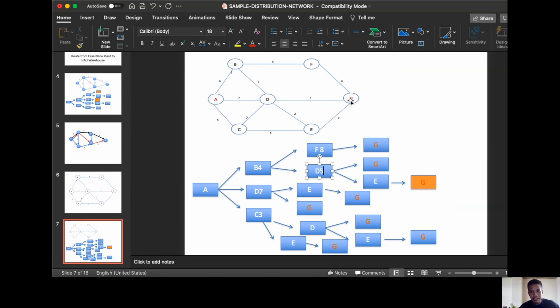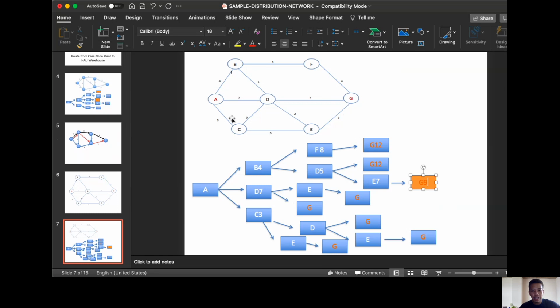From F, it will go directly to G, so that's 8 plus 4, this is 12. And then the path of G, D going directly to G, 5 plus 7, this is 12. Or it will go to E first. So that's 5 plus 2, this is 7. And then 7 plus 2, this is 9.